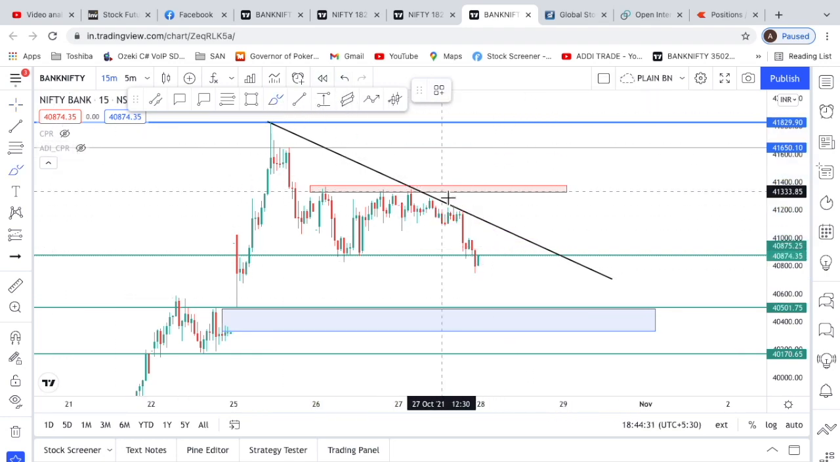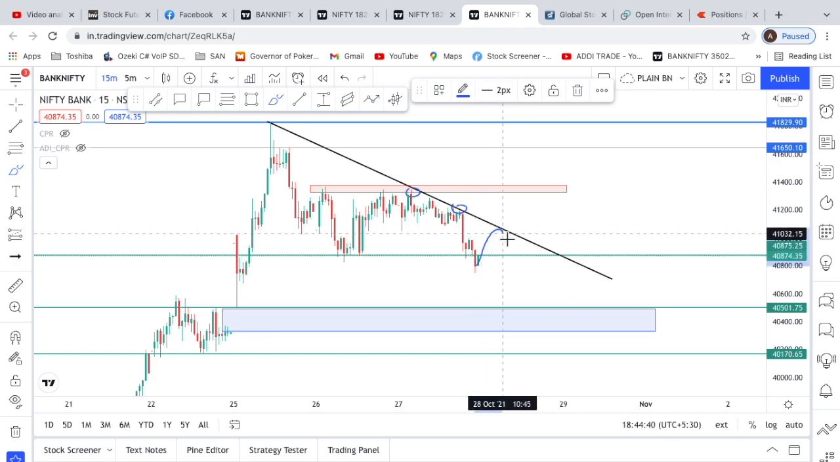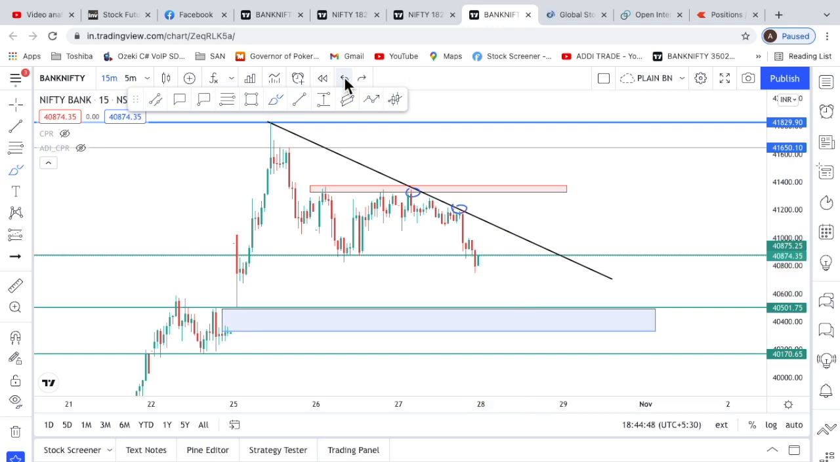See this black trend line that I drew, right? We have taken resistance today a couple of times. So if we come up, we might take resistance somewhere around here and then probably go down. That is also a possibility. And this is where we even have the CPR. So this is a possibility from my side for Banknifty.